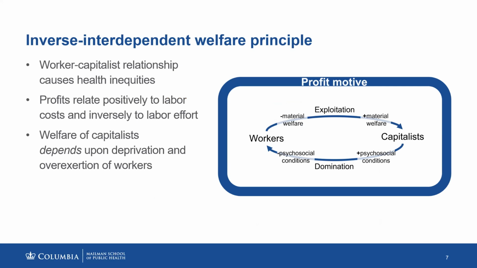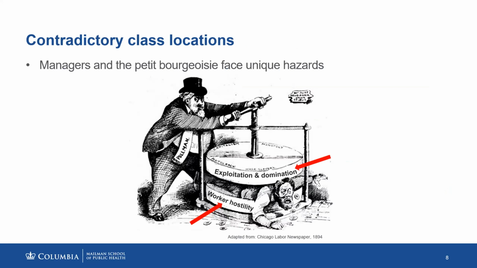The relationship between capitalists, who constitute a minority of the population, and workers, who constitute a large majority, causes health inequities because the wealth of capitalists relates inversely to labor costs and positively to labor effort. That is, the material welfare of capitalists depends upon the deprivation, subjugation, and overexertion of workers. Managers and the petite bourgeoisie often face unique risks in the workplace.